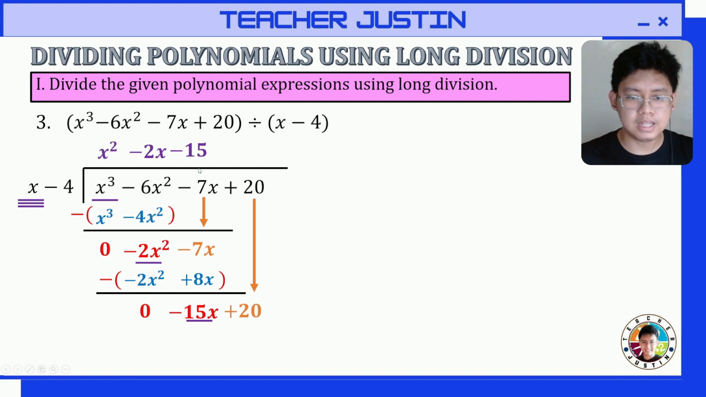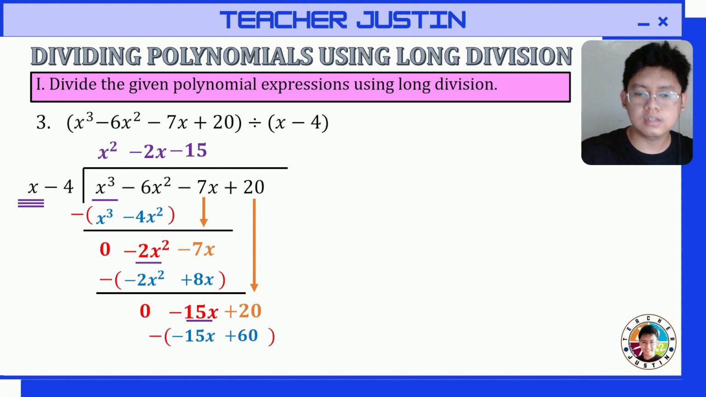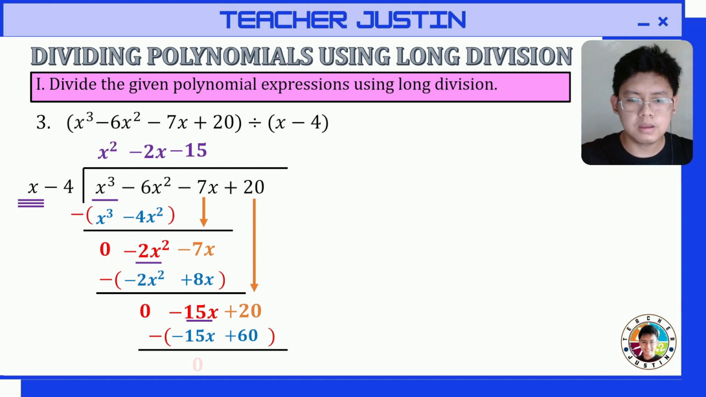Then, multiply negative 15 by our divisor. Negative 15 times x is negative 15x. Negative 15 times negative 4 is positive 60. Then, we subtract. Okay, negative 15x minus negative 15x will be 0. 20 minus 60 is negative 40.